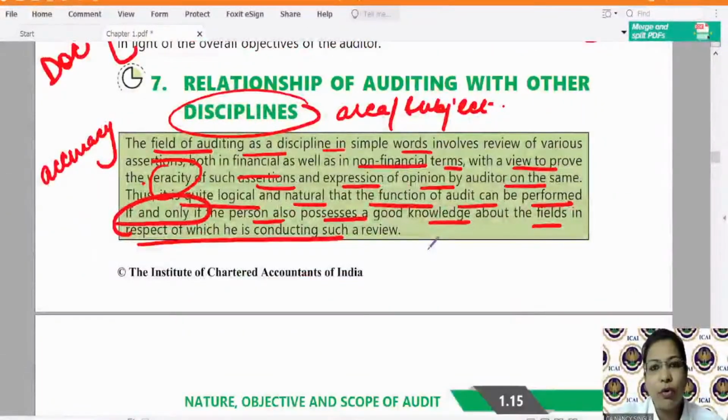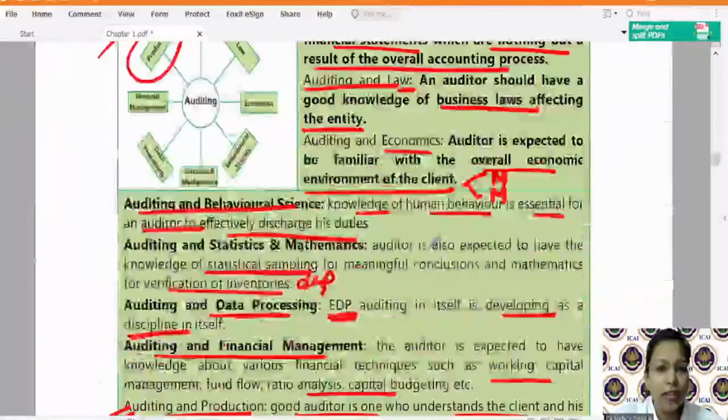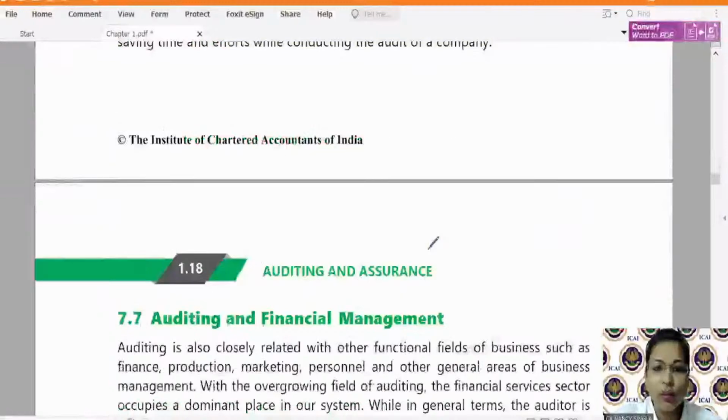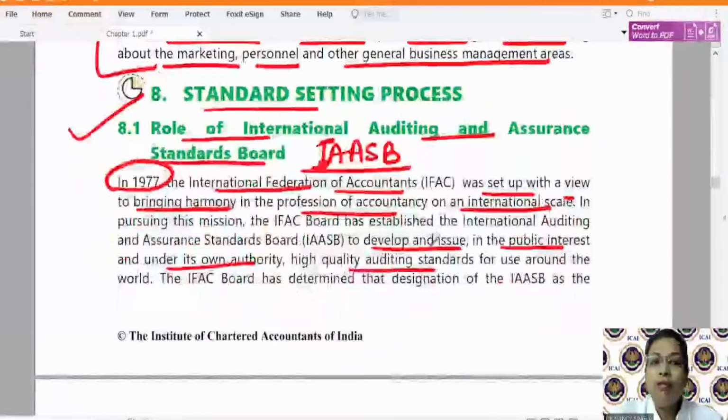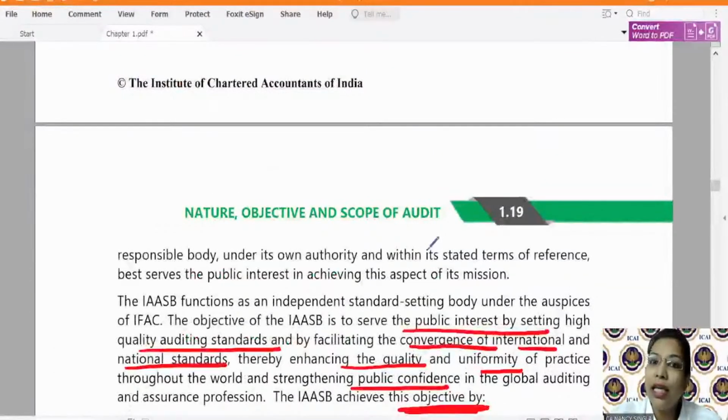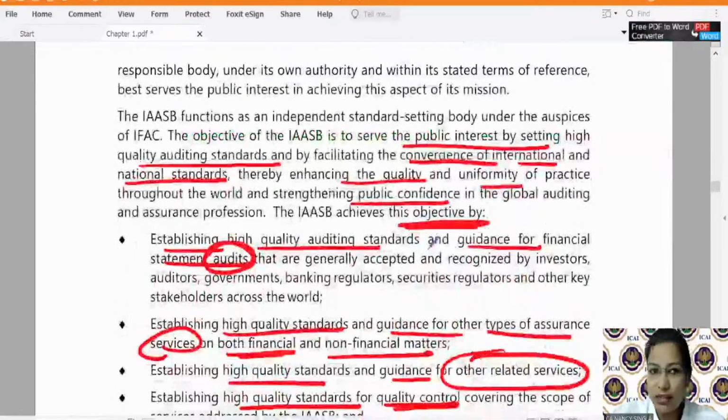Then relationship of auditing with other subjects. This is again a simple topic, but yes, very important. We completed the standard setting process in the last session, whereby we understood about IFAC, International Federation of Accountants, right? We also understood about IAASB, International Auditing and Assurance Standards Board, and the Indian counterpart, which is what? AASB. ICAI is a member of IFAC, right?